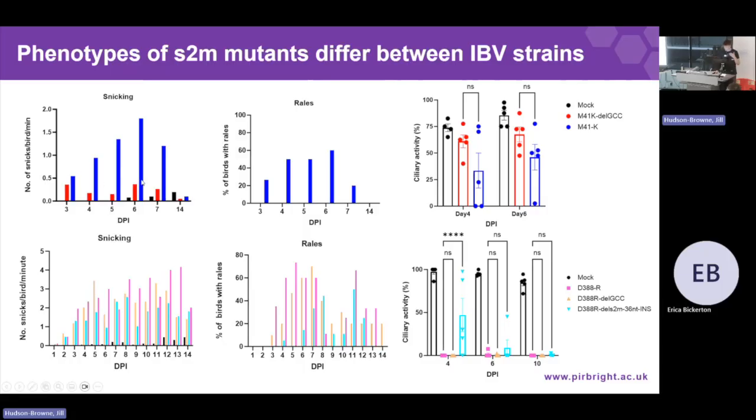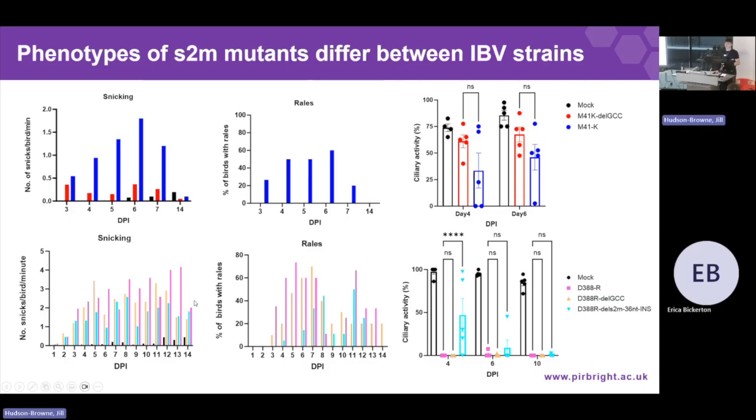The snicking is heavily reduced, and there's a complete abolishment of rales, which is a rattling of the bronchi. On top of this, when we look at the cellular activity of trachea isolated from the chickens in this experiment, we see a move towards attenuation in terms of the cellular activity.